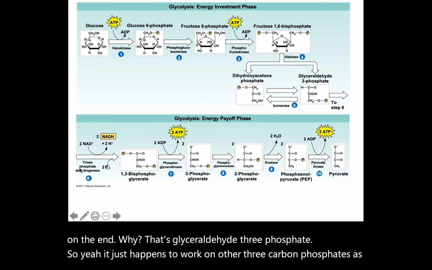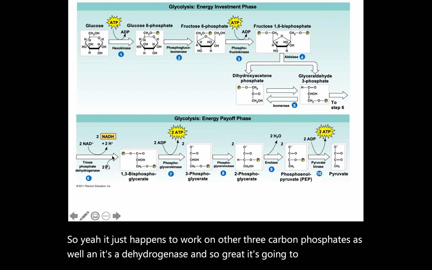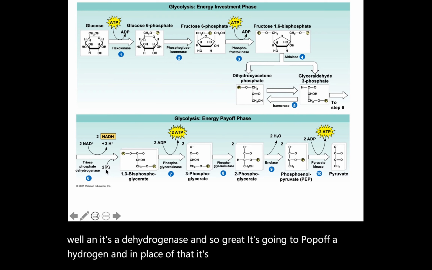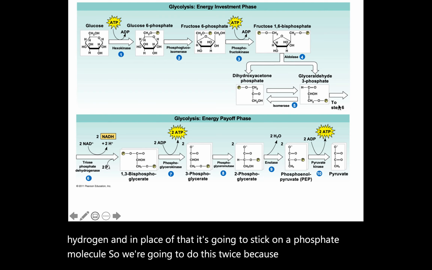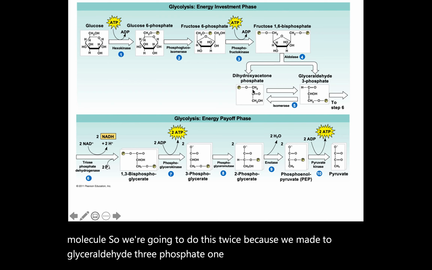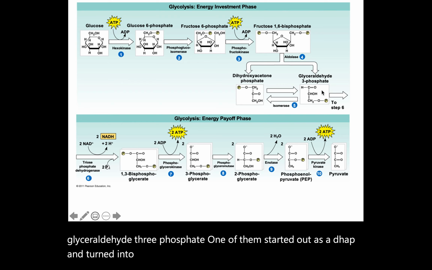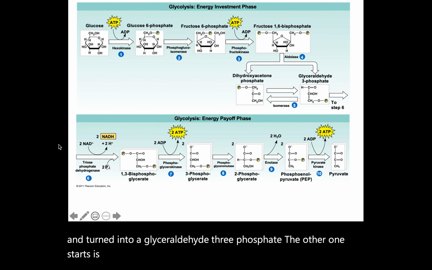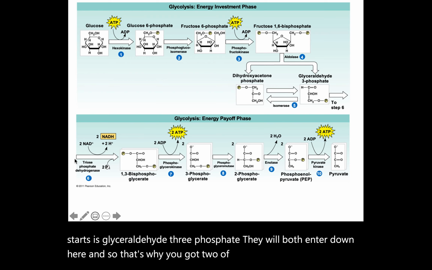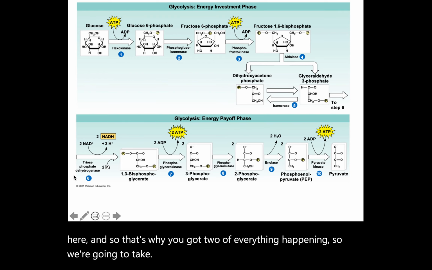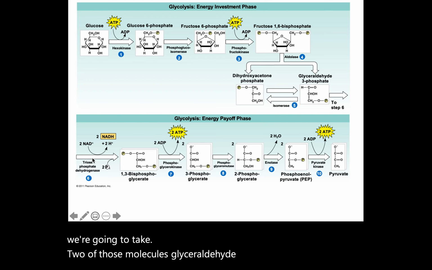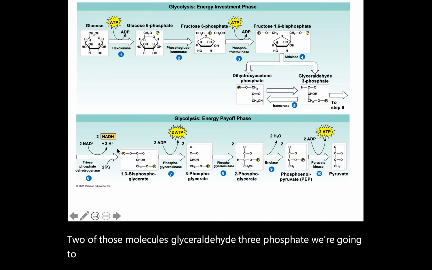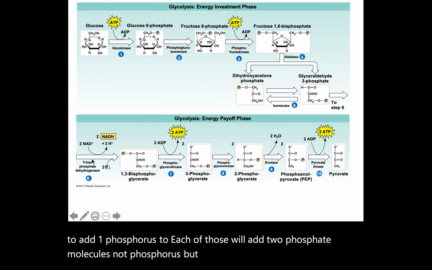And it's a dehydrogenase, and so great. It's going to pop off a hydrogen, and in place of that, it's going to stick on a phosphate molecule. So we're going to do this twice because we made 2 glyceraldehyde 3-phosphates. One of them started out as a DHAP and turned into a glyceraldehyde 3-phosphate. The other one starts as glyceraldehyde 3-phosphate. They will both enter down here, and so that's why you got 2 of everything happening. So we're going to take 2 of those molecules, glyceraldehyde 3-phosphate. We're going to add 1 phosphorus to each of those. We'll add 2 phosphate molecules, not phosphorus, but phosphate, which is PO4.